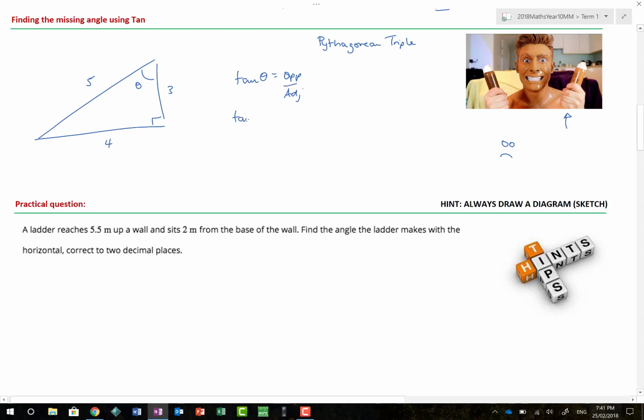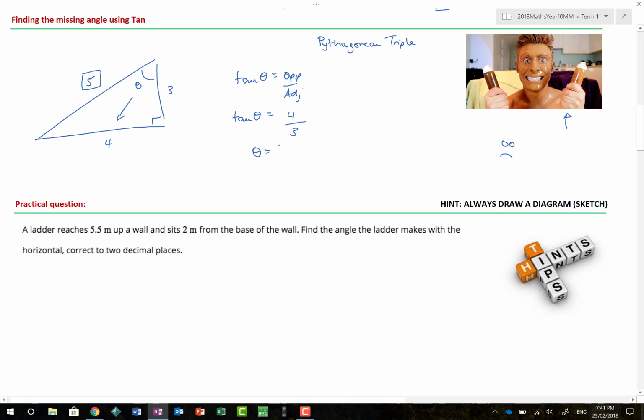So we don't know what the actual angle is. What's the opposite to my angle? That's the 4. And divided by my adjacent, which is the 3. So actually this 5 is completely irrelevant to us. We can just ignore it. And my advice is, if they give you too much information, choose the ones you want and ignore the rest.